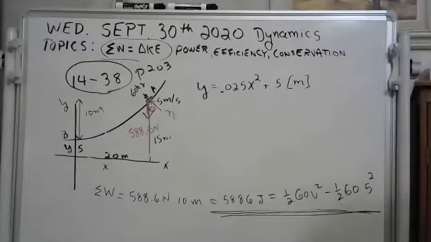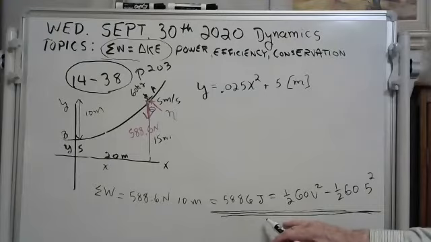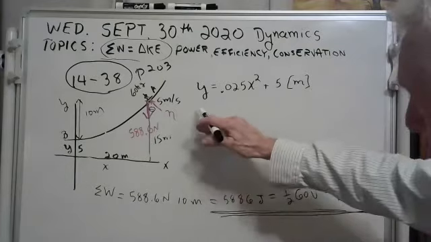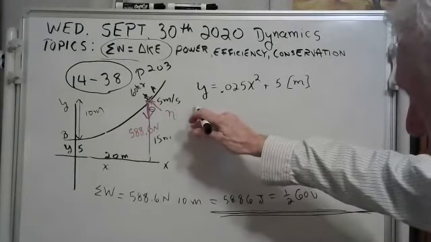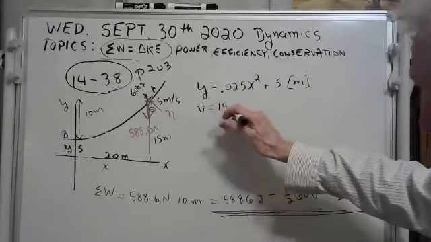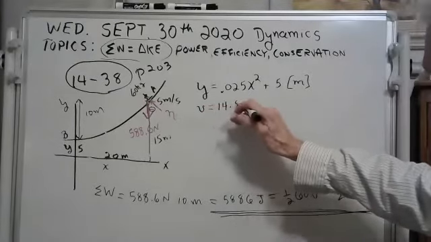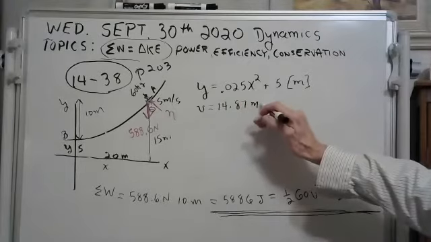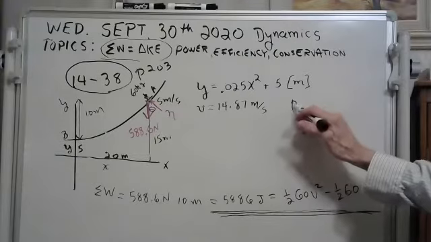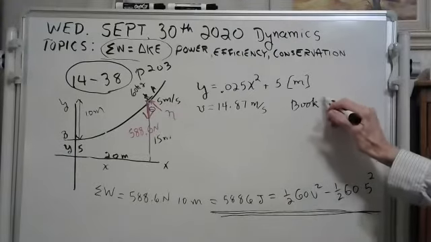They said 14.9. What do we do with our answer? I think I erased it. We have our velocity. It's 14.87. One of my excellent students just told me that. And the book says 14.9. So I'm pretty happy so far.